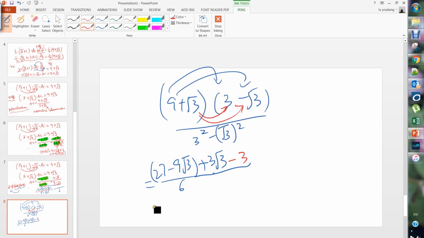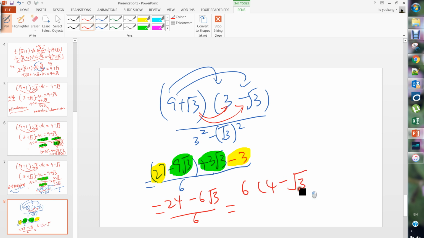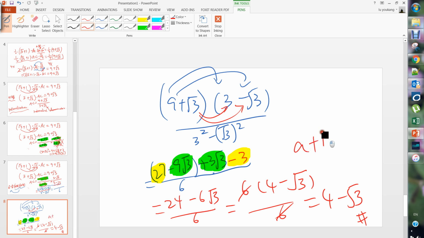Okay, good. So I'm going to simplify similar terms. The one without square root 3, 27 minus 3, what do you get? 24. And then minus 9 square root 3 plus 3 square root 3, you get minus 6 square root 3. And then for the numerator, you can actually take out 6. So this is your final answer, and you have already expressed it in this format. That's what the question wants.